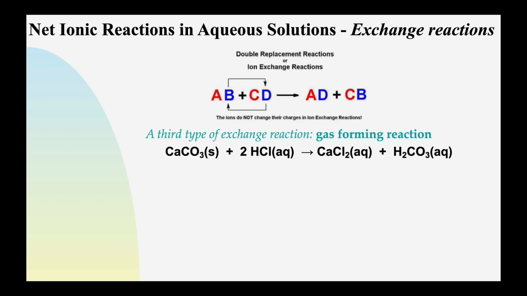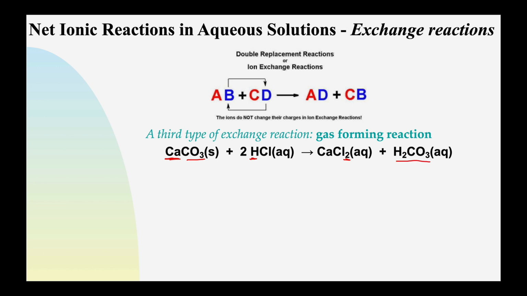A third type of reaction is called a gas-forming reaction. Now this is calcium carbonate reacting with hydrochloric acid, and like before, the cations will trade places. So here it's Ca and H trading places. The charges are the same on the other side. So calcium positive 2 will need 2 Cl negatives to make CaCl2, calcium chloride, and because carbonate is negative 2, you'll need 2 H pluses.